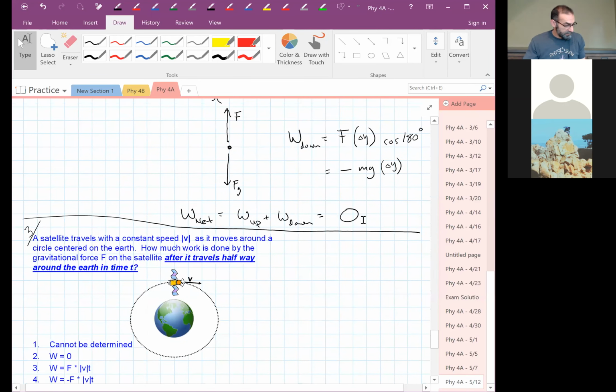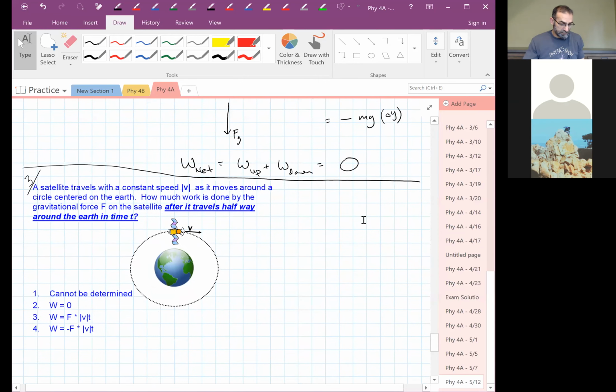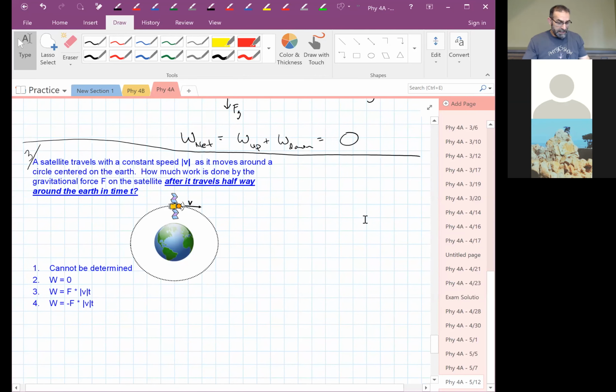Okay, let's do this one. Satellite traveling around the Earth at constant speed. As it moves, how much work is done by the gravitational force on the satellite after it travels around the Earth in a time T?